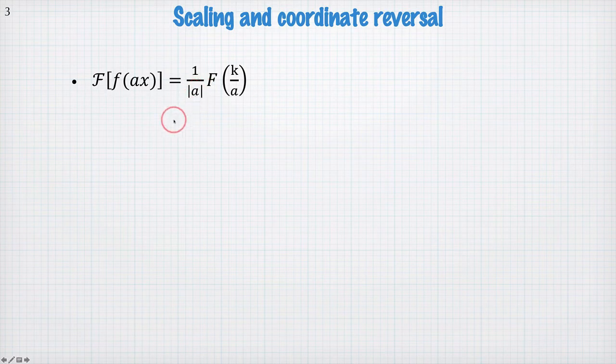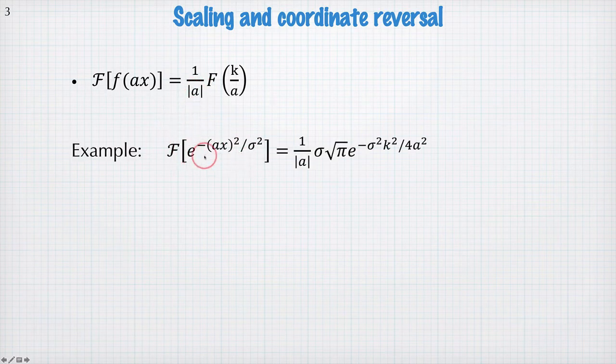So for example, if we have a Gaussian here where the x coordinate is scaled by a, then the magnitude is scaled by 1/a, and this k up here is scaled by 1/a, which gives us a factor of a squared here along with this 4.